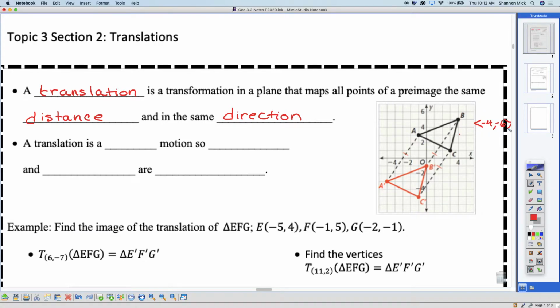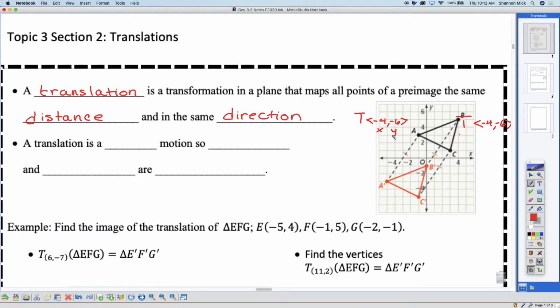So my translation here would be T for translation, and the rule would be -4, -6. Now you notice those aren't parentheses. They're like little V's, almost like inequalities. That's just how they use them. Is it on both sides? Yes, it is on both sides. Let me write it better. So this translation would be T, and then the subscript -4, -6, always XY. The movement on the X, the movement on the Y.